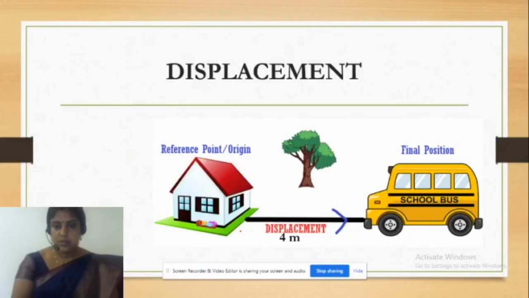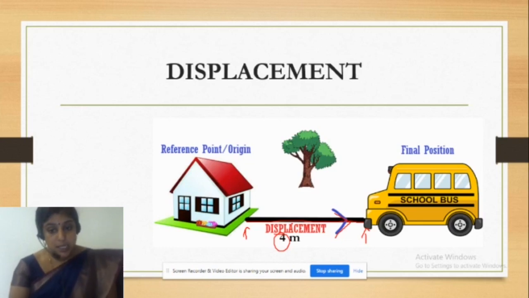So the displacement here is how much? 4 meters, right? The displacement is the shortest distance between the house and the school bus. What will be the shortest distance? It is the straight line between the house and the school bus. You always mention the displacement along with a direction. See, the arrow shows the direction.